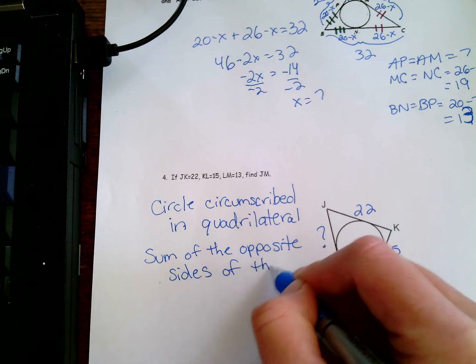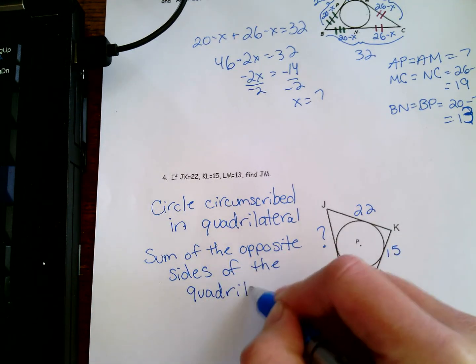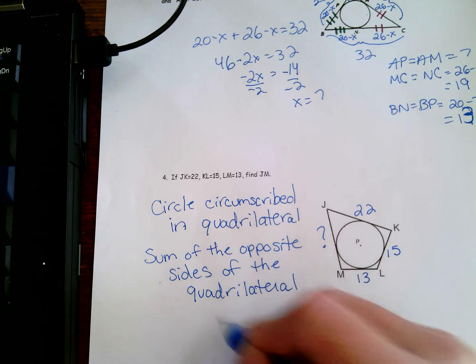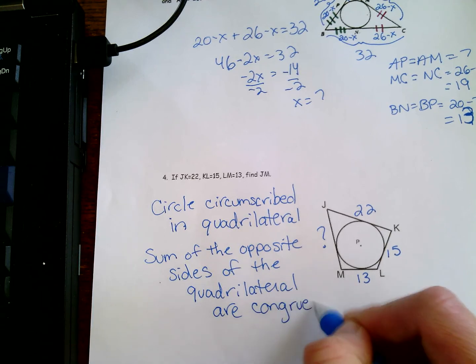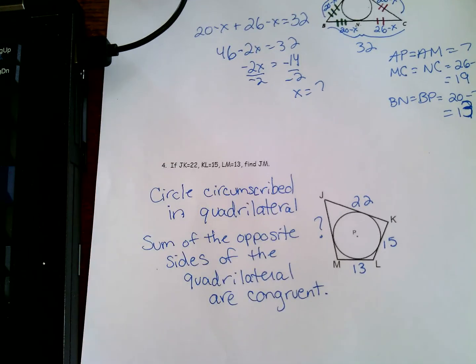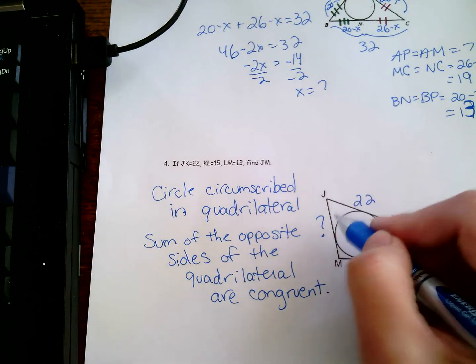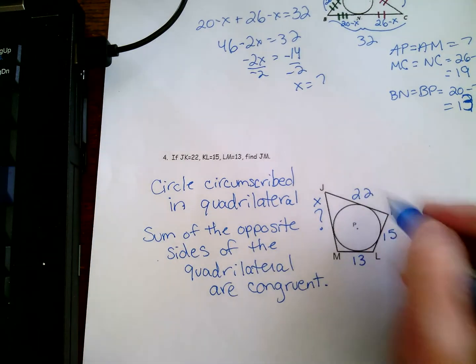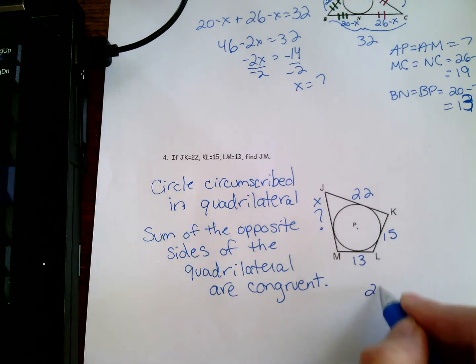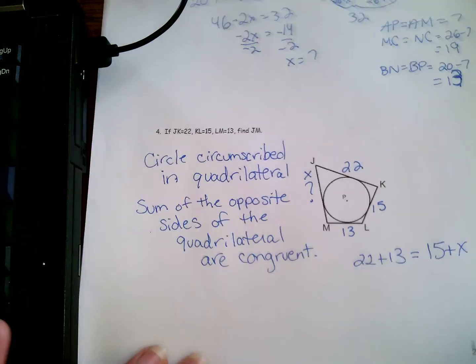So while it looked like it might be a tough one to solve at first, we're just going to do a pretty basic equation, I'd say. If I call JM x, so the opposite sides, so 22 plus 13 must be equal to 15 plus x. Not so bad. 35 equals 15 plus x. Subtract 15 from both sides and you get x equals 20. So that is the value of JM.